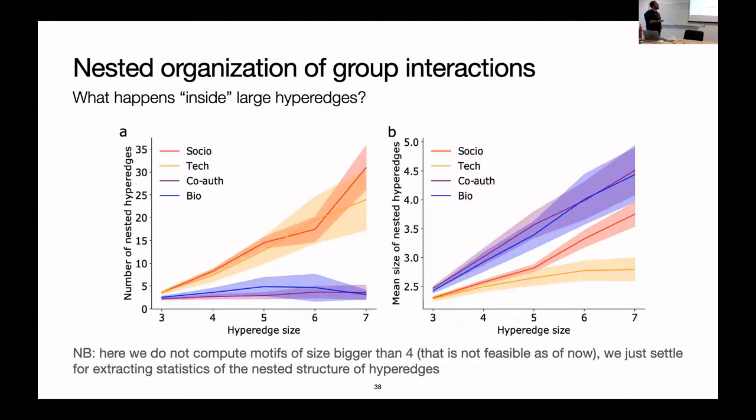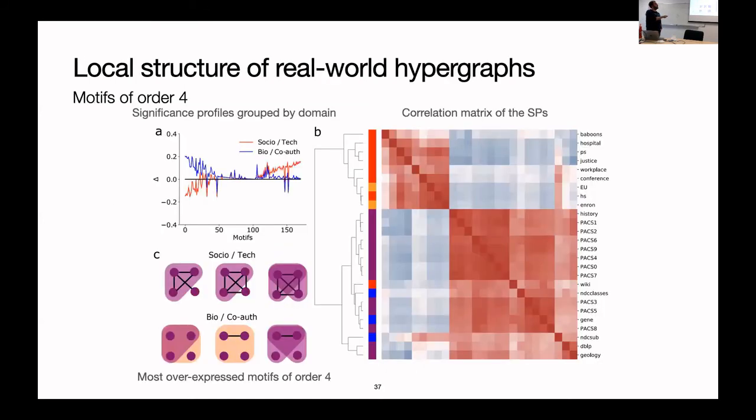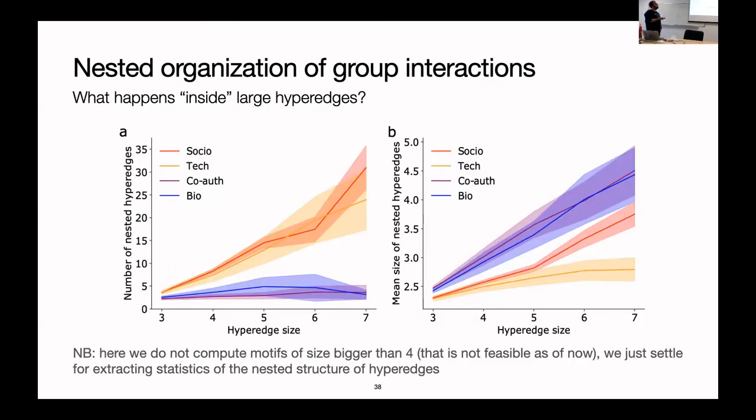One question we had is whether we could generalize this to bigger interactions, because we were focusing only on interactions of order 4. We cannot really compute motifs of order higher than 4 for computational reasons. But what we could do was extract statistics of the nested structure of hyperedges, meaning that we can iterate over all the hyperedges and compute statistics on what happens inside these hyperedges.